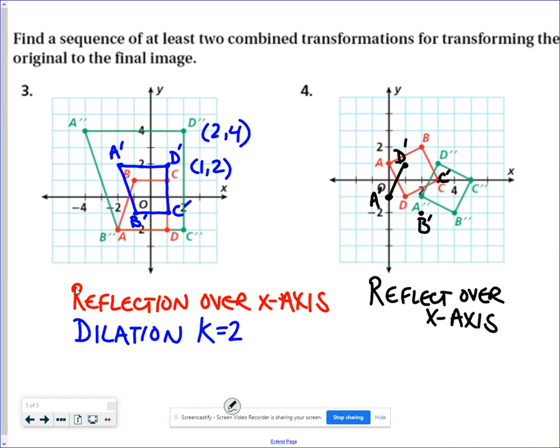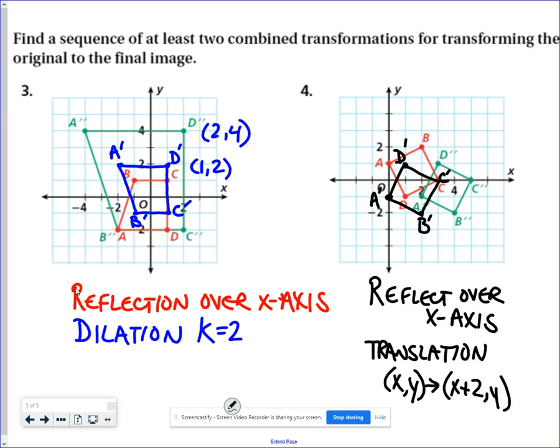So if we can look at this shape now, and we want to get it to the green shape, all we need to do is just slide it over 2 to the right. So this is going to be a translation. And my translation notation is going to say that I am going to not change my y's at all, but my x's are going to be moving 2 to the right, which is addition. So x plus 2, and then the y stays the same.